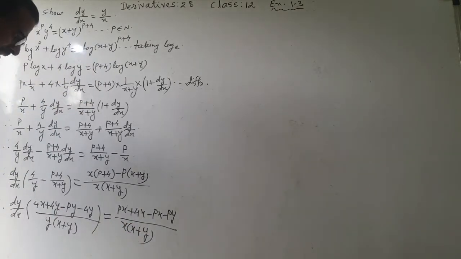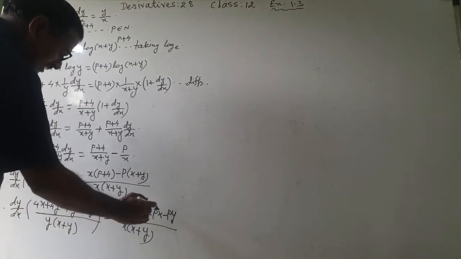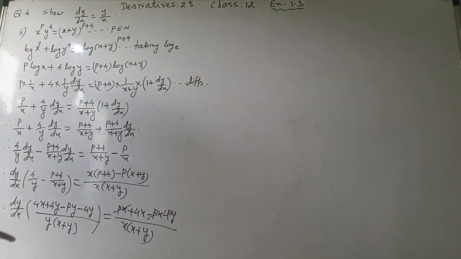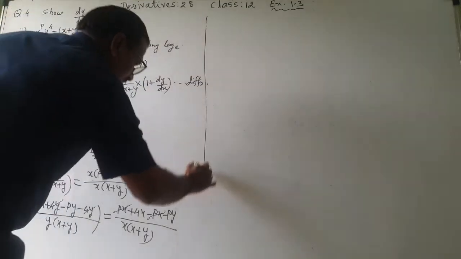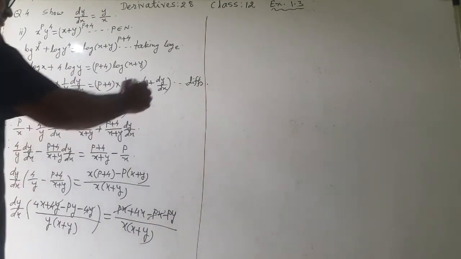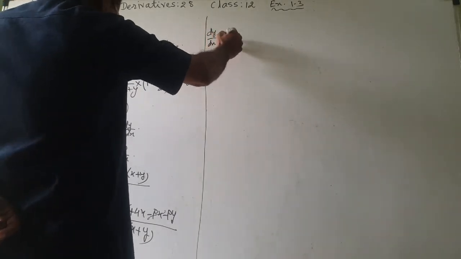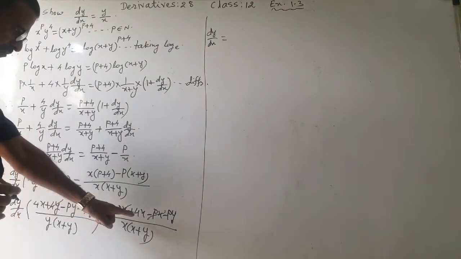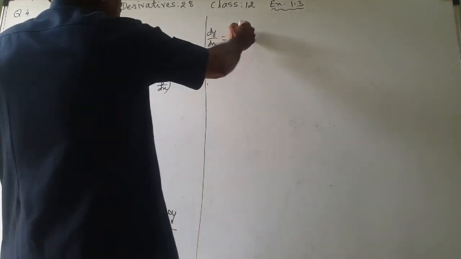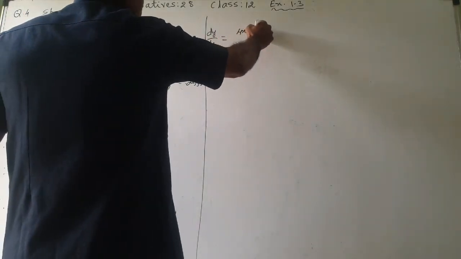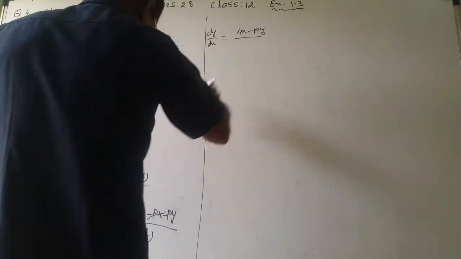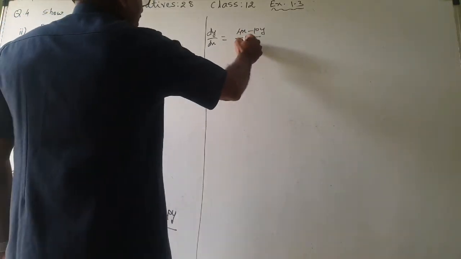Whatever I can cancel, I will cancel. So this I will cancel. Here what is cancelling? 4y is getting cancelled. Therefore now I am interested in dy by dx. Therefore dy by dx is equal to, this part is 4x minus py, 4x minus py upon x into bracket x plus y.